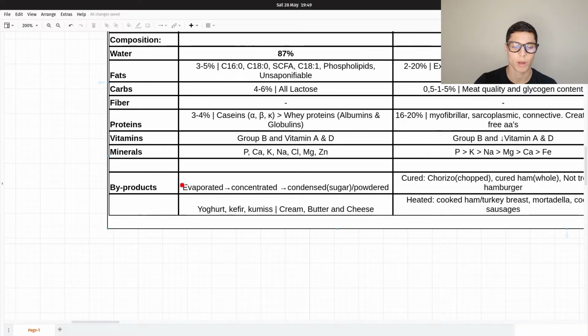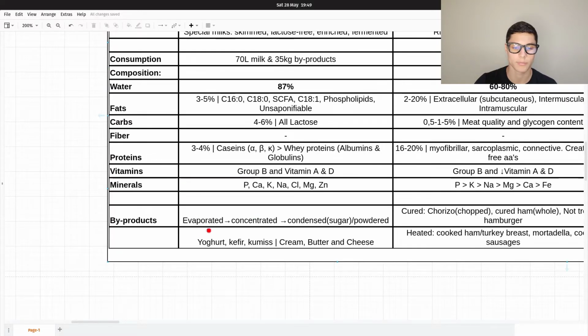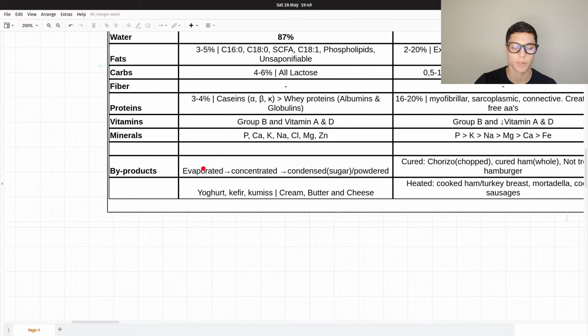The byproducts, well, if we remove some water from the milk, we have the evaporated milk. If we remove a bit more water, we get the concentrated milk. And with concentrated milk, we can create condensed milk, adding sugar to it, or powdered milk if we dehydrate this concentrated milk completely. Then we can have, of course, yogurt, kefir, kumis. This is from fermentation of the milk. And cream, butter, and cheese.